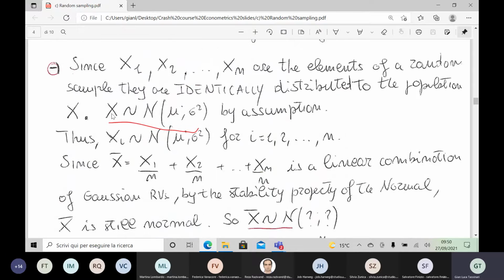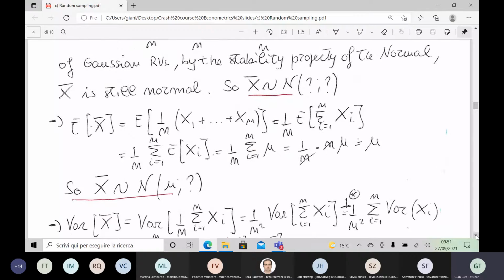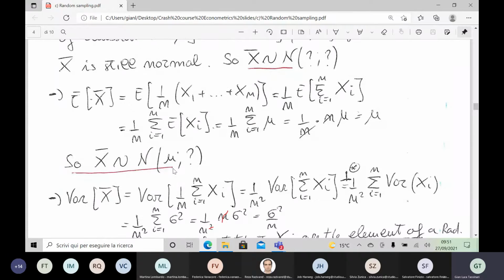You see, because the population is normal with mean mu and variance sigma square, the expectation of the random variable x bar is equal to mu, which is generally unknown, so we do not know it. We need to find the variance. The variance of x bar: first, into x bar, put its definition.